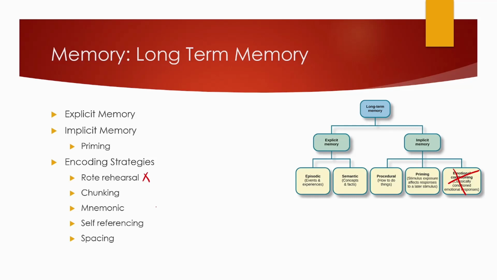Chunking is essentially grouping terms into memorizable groups of 7 plus or minus 2, like we discussed before. Mnemonics are acronyms or sayings that help you to remember difficult concepts. You guys are probably familiar with that because that's how you're going to be studying for the MCAT. Self-referencing is relating the information to you in some way. And lastly, spacing is learning something and then recalling it at a later time.